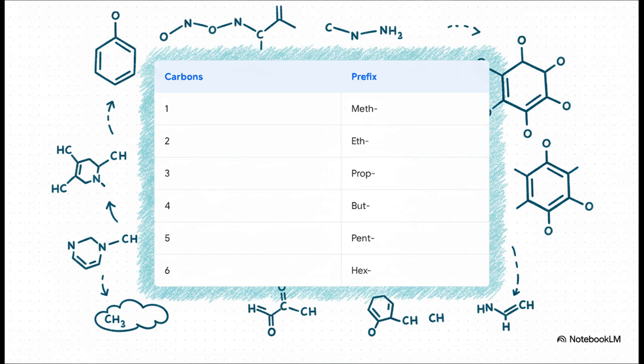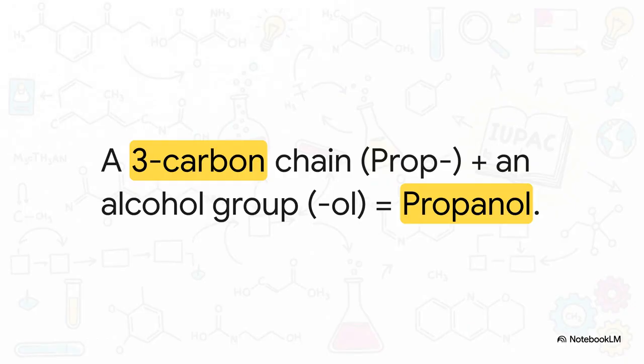And hey, remember ethanoic acid from the very beginning? That eth prefix was our first clue. It told us right away we were dealing with a 2-carbon molecule. So let's see how this works.